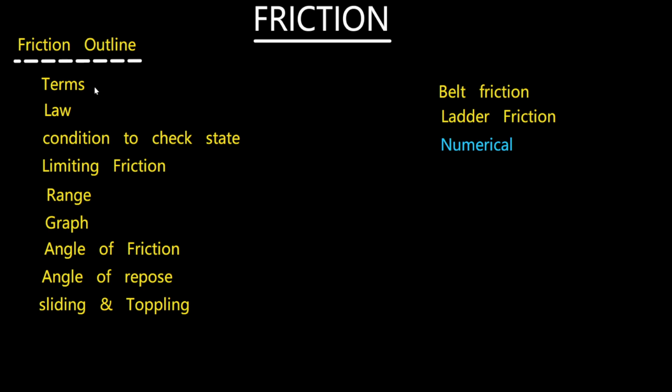The first thing we'll see the terms related to friction. Then we'll see the laws. Then how to check the state of any object. Then we'll see the limiting friction value. Then we'll see the range of the friction force, and then we'll see the graph how the friction force is varying. Then we'll see angle of friction, angle of repose, and then the sliding versus toppling.